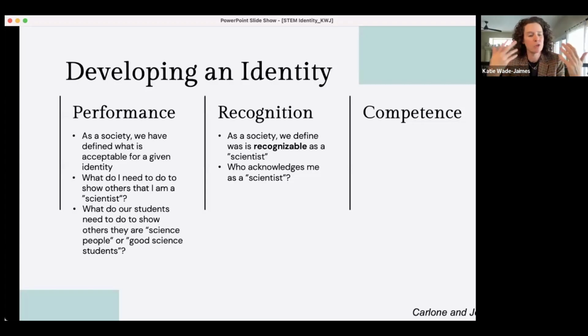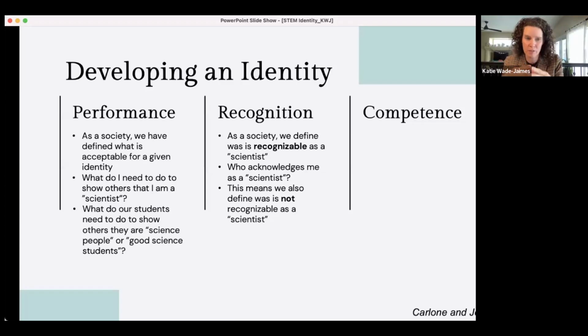If I am trying to perform this identity all day long and nobody is ever calling me a scientist, maybe I'm trying to publish my research and it's never published. Maybe I'm trying to present my scientific work and I'm never accepted to do presentations. Nobody's acknowledging me or seeing me as a scientist. That's going to impact that identity.